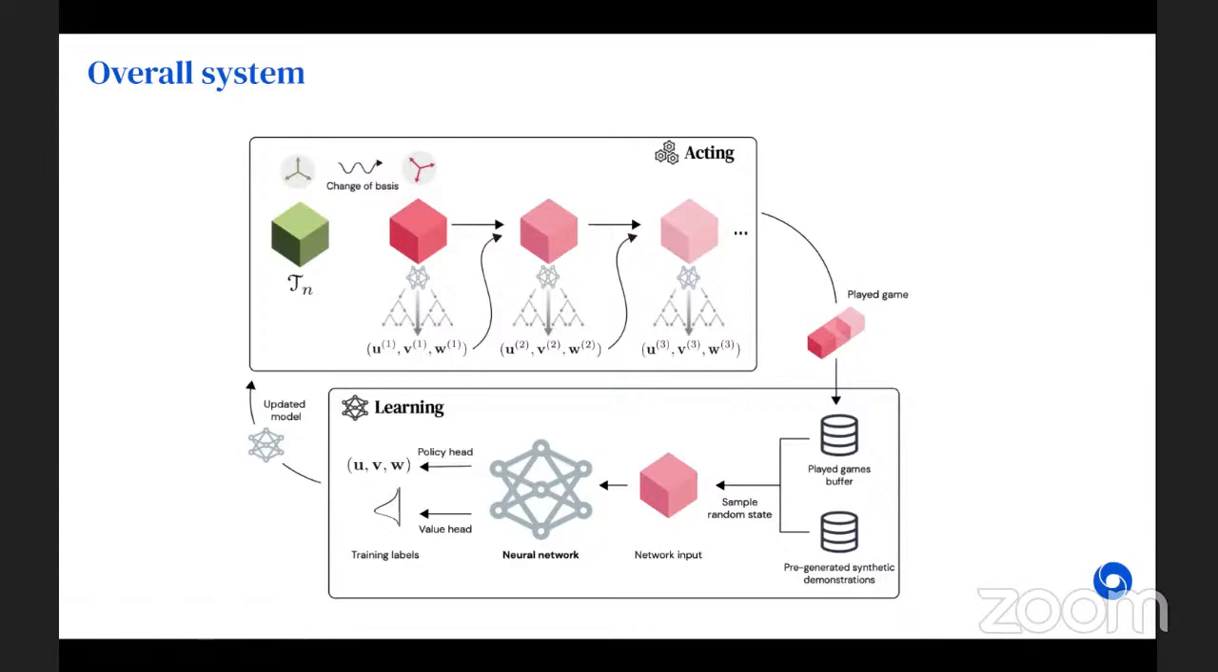Okay. Now you take this game and send it to the learner. As I said, the learner has two sources of data. One source of data comes from these actors, and another source of data comes from these synthetic demonstrations. You sample a random state, and then you try to predict the policy and the value, update the model, and send it back. Okay. Are there any questions on that, on the MCTS and so on?